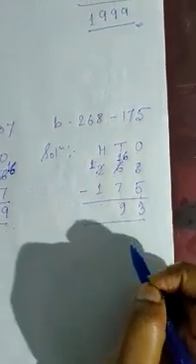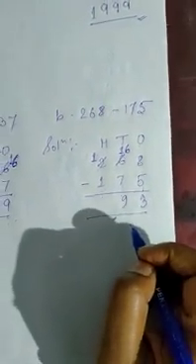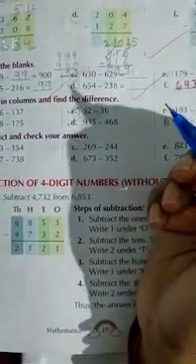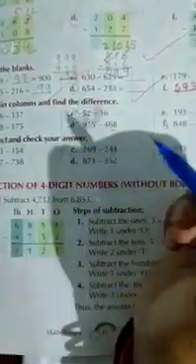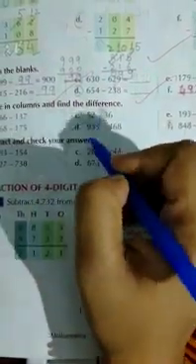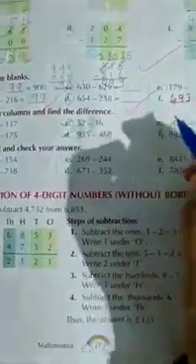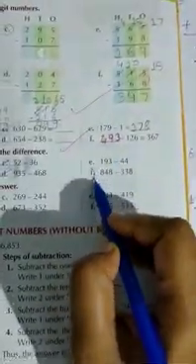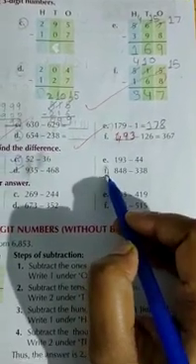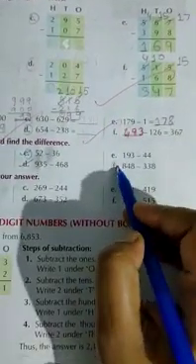Is it clear, students? As A and B I have shown you, now C and D you will do in your copy on your own. A, B, C, D you will solve in your classwork copy, and E, F you will practice at home in a rough copy. This is also important, students.